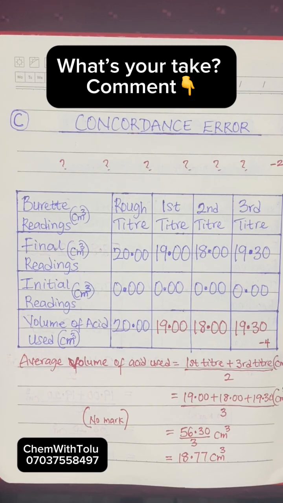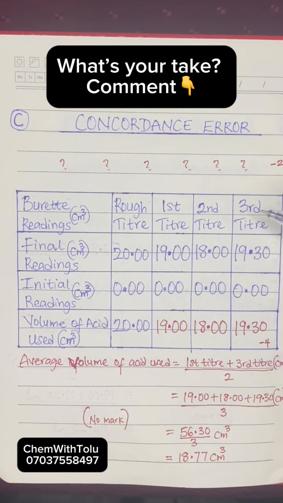Concordance simply means that when you are doing your calculation for your volume of acid used, the difference there for the first titer, second titer, and third titer must not exceed 0.10 centimeter cube. Yeah, it can also be 0.20 centimeter cube, but the best one to use is 0.10 centimeter cube.